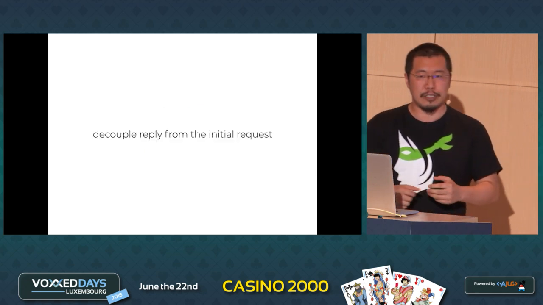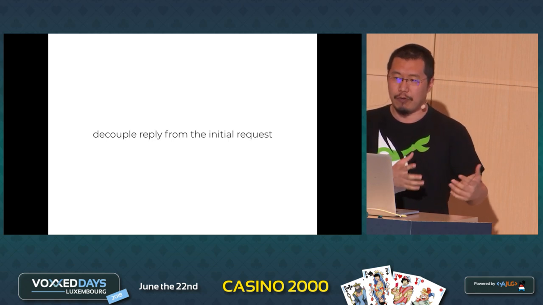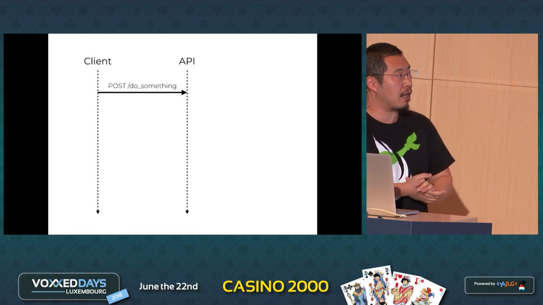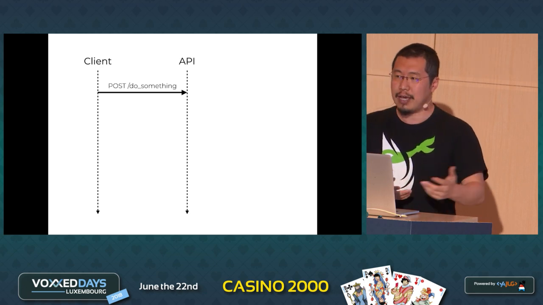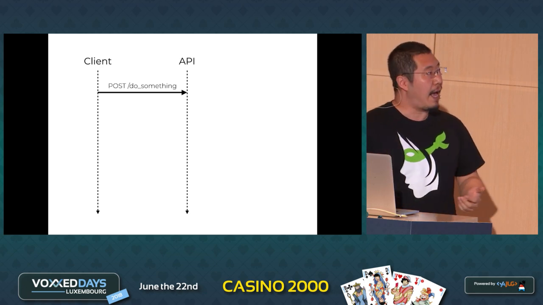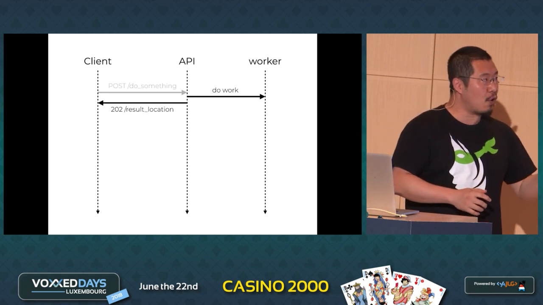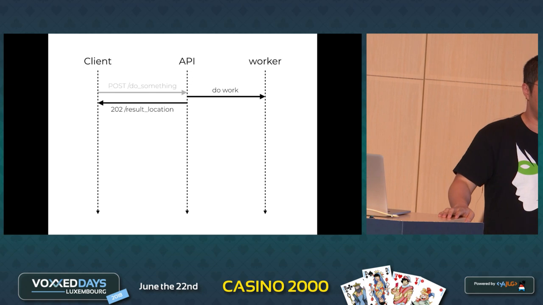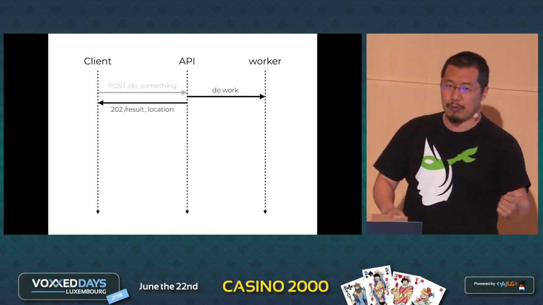As the name suggests, this pattern decouples the request from the response. A typical example would be a client making a call to an API to say, hey, do some work. And the API goes, yeah, sure, I'm going to queue up some job for some background worker. But in the meantime, here's a 202 to say that I've accepted your request.